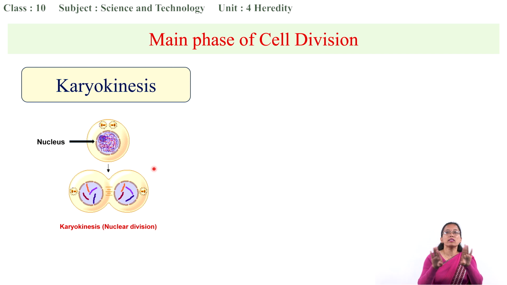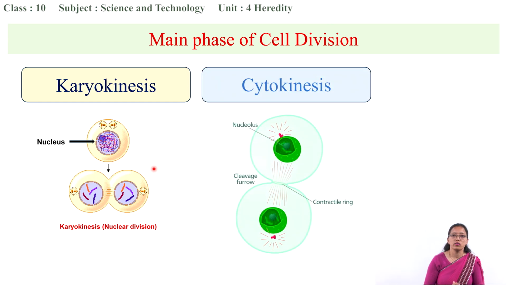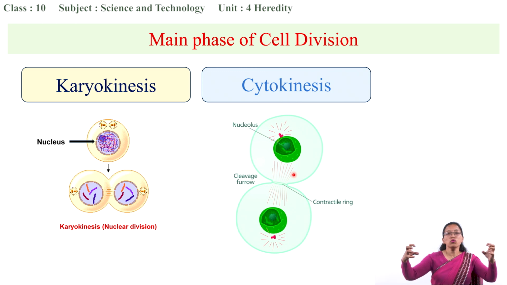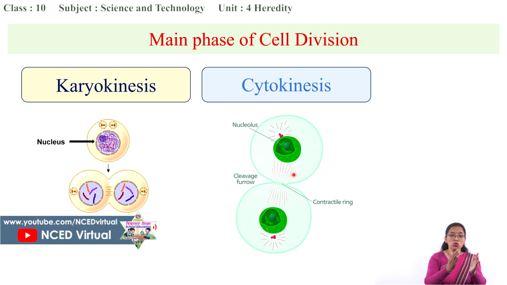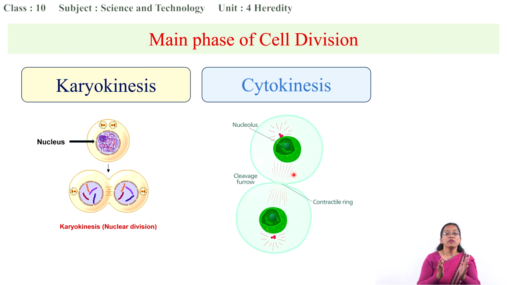The whole cytoplasm must be divided. So because of that, karyokinesis is followed by cytokinesis. In cytokinesis, what happens? All the cytoplasm which is present in the cell divides into two parts, and it forms a cell plate, and it will divide the cell into two daughter cells. These two phases are the main phases of cell division, either in mitosis or in meiosis.